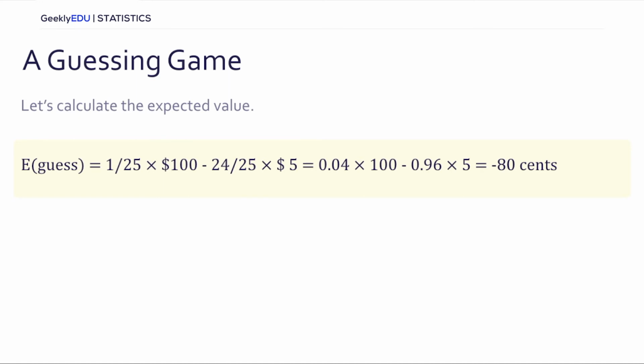Wait, so what does that mean? How come if I play, I'm going to make -80 cents if I'm going to lose $5 or make $100? And that's the thing you have to understand about the expected value. It works the more you play the game. So it averages out to -80 cents per game the more games you play.